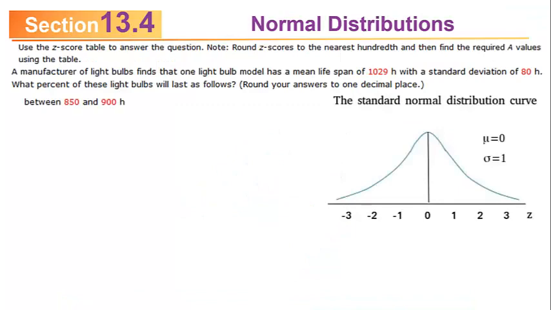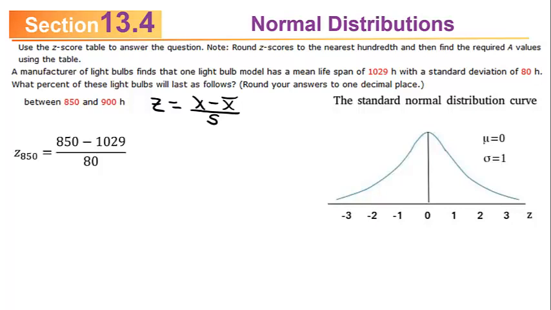Let's do another. A manufacturer of light bulbs finds that one light bulb model has a mean lifespan of 1,029 hours with a standard deviation of 80 hours. What percent of these light bulbs will last as follows? And in this particular case, we want to know what percent of the light bulbs will last between 850 and 900 hours. Again, we have to change those x values to z-scores before we can look them up, because the mean here is not 0, and unless the mean is 0 and the standard deviation is 1, it is not a z-score. So our first job is to use the formula to change to z-scores.